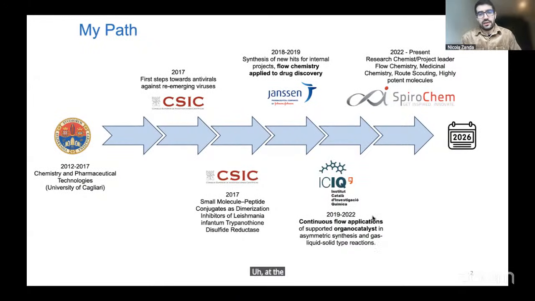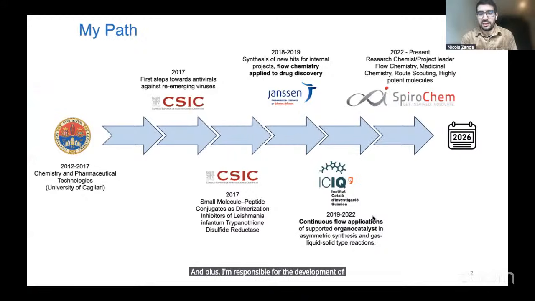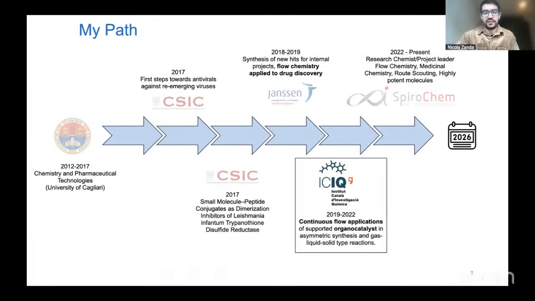At the moment, I'm based in Switzerland, where, as I was introduced, I am a research chemist and project leader. Here I deal with medicinal chemistry, route scouting, and highly potent molecules. Plus, I'm responsible for the development of flow chemistry in the company. So today we will be focusing on my experience in Spain on the triphasic type of reactions.